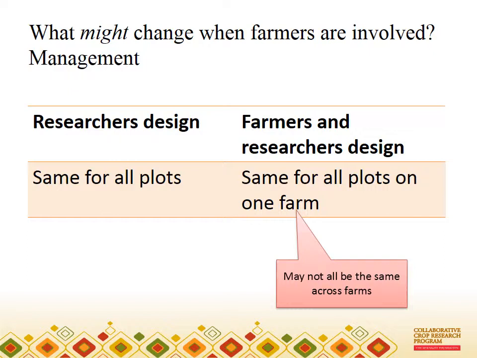It might be hard or undesirable to have all plots managed the same way across all farms. Farmers will inevitably do things like planting and weeding when they're just necessary and when they're able to do it. We should aim for constant management within a farm, but differences between farms will be part of the block effect.